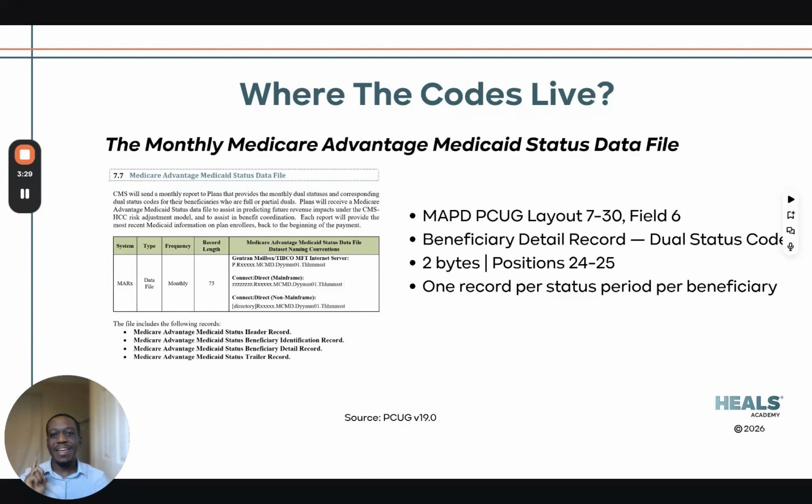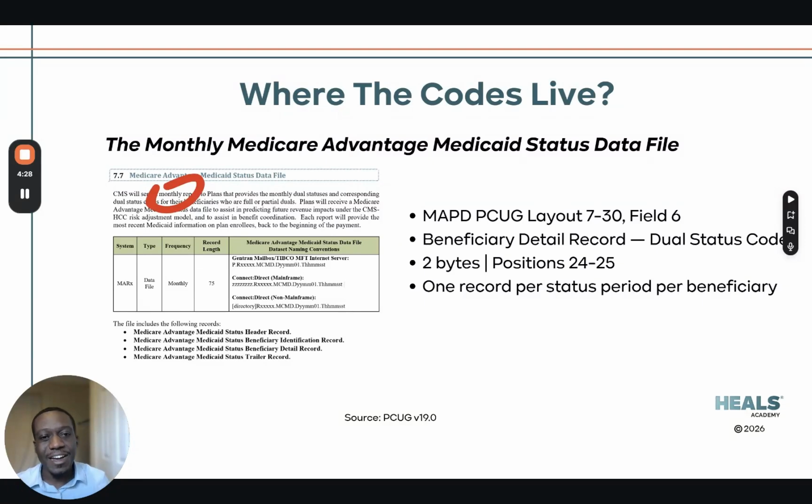The monthly Medicare Advantage Medicaid status data file, also known as the MCMD file, is a file that CMS sends to report to plans the monthly dual status corresponding to a beneficiary who is either fully or partial dual. So this is a report that a plan is receiving every month. If you don't know where this report is, you need to go look for it. It comes through Gentran and it lands in your monthly files, and it helps to track the monthly Medicaid dual status of each of your members, if it's partial or full or non-dual. And this comes in monthly.